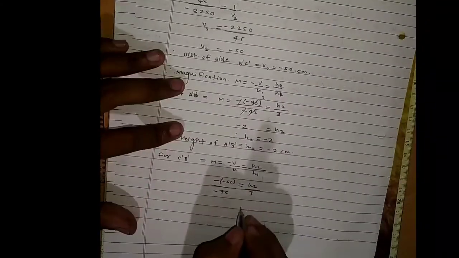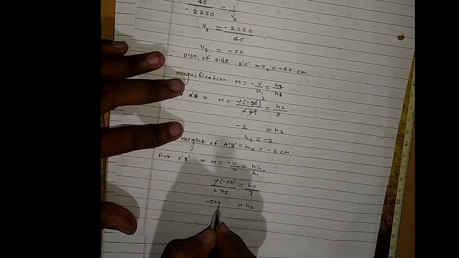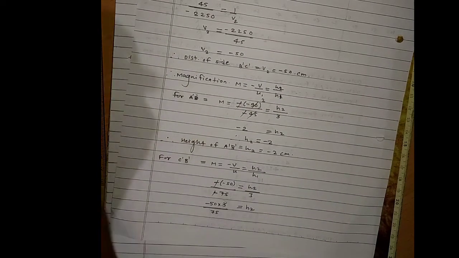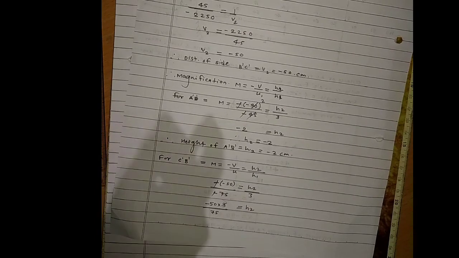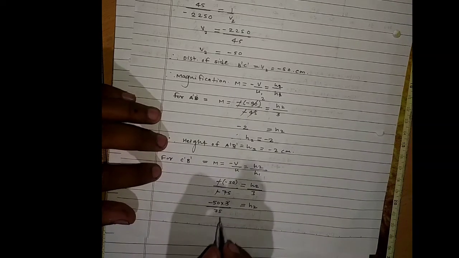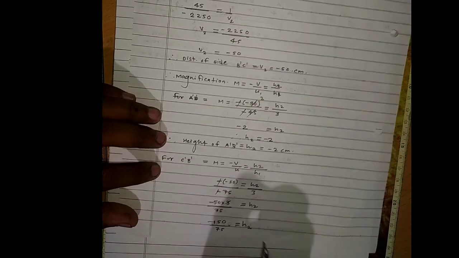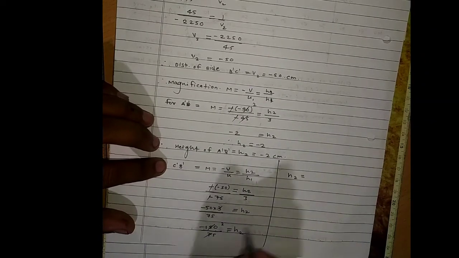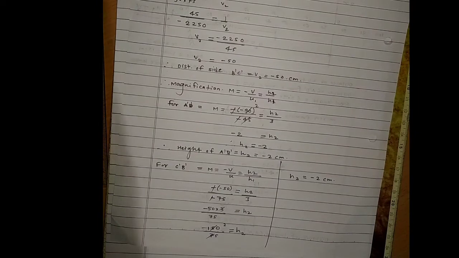Then just calculate it. The minus signs cancel. Here you get -50 into 3 divided by 75. So 50 into 3 is 150, divided by 75, again you will get the value 2. So h2 is -2 centimeter. Okay, got it.